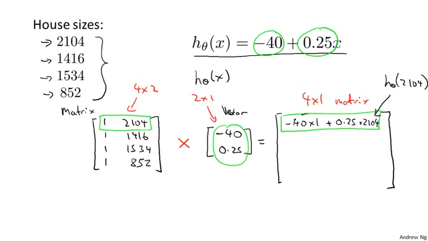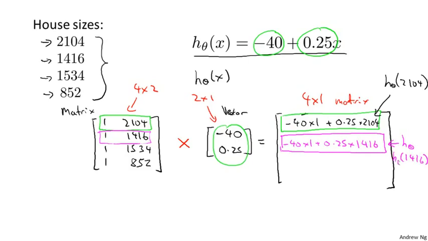Well, how about the second element? Hope you can see where I'm going. To get the second element, I'm going to take this and multiply it by my vector, and so that's going to be minus 40 times 1 plus 0.25 times 1416, and so this is going to be h of 1416, and so on for the third and the fourth elements of this 4 by 1 vector.